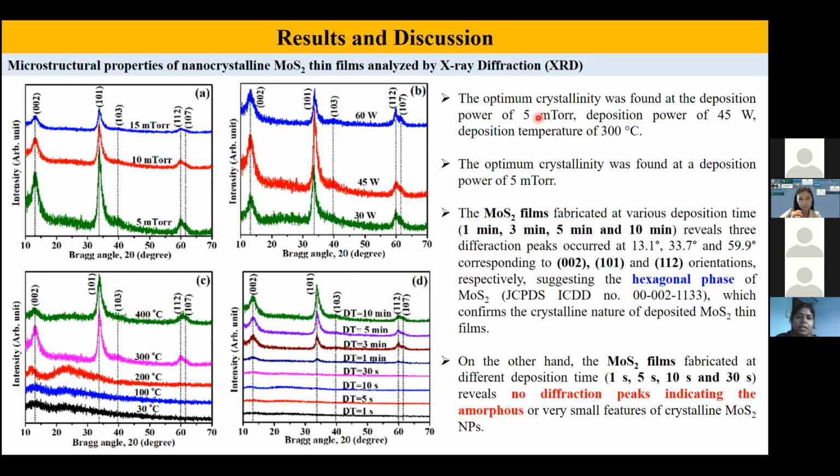I found that 5 millitorr is the best pressure because crystallinity is high. In the case of power, 45 is better because crystallinity is high compared to the other two, and in the case of temperature, 300 gives the best quality sample. After optimizing these parameters, we prepared different thicknesses by varying the deposition time, and we found that the films are nanocrystalline in the hexagonal phase, with no diffraction peaks, indicating that it is either very small nanoparticles or amorphous. We will confirm later.